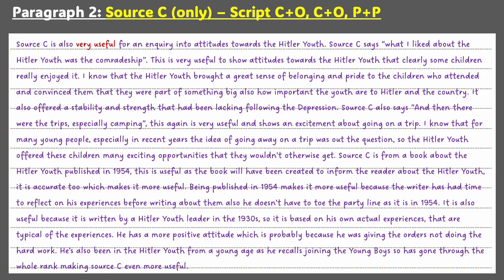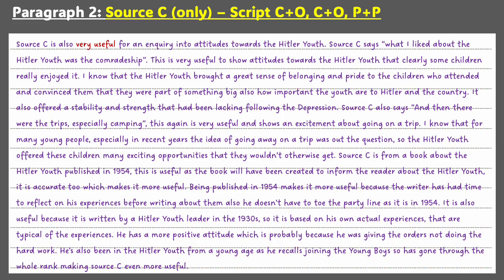All right, so source C is also very useful for an inquiry into attitudes towards the Hitler Youth. I've given my judgment and I've used the words of the question. Straight away, I've got my quote in there. Source C says, "What I liked about the Hitler Youth was the comradeship." This is very useful to show attitudes towards the Hitler Youth, that clearly some children really enjoyed it.